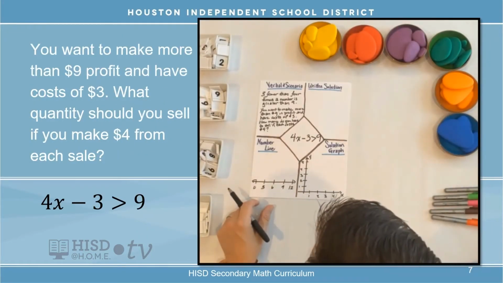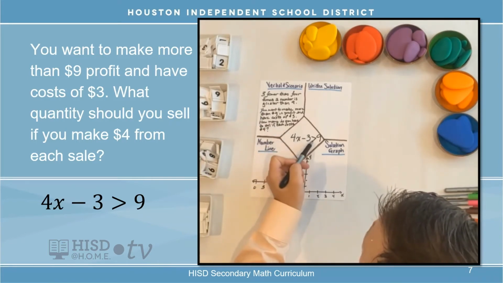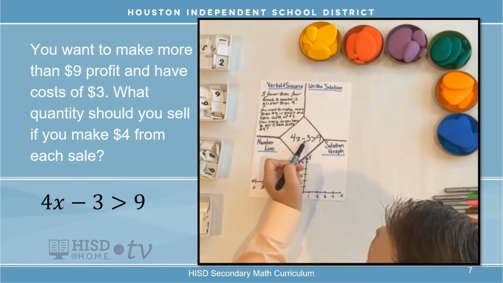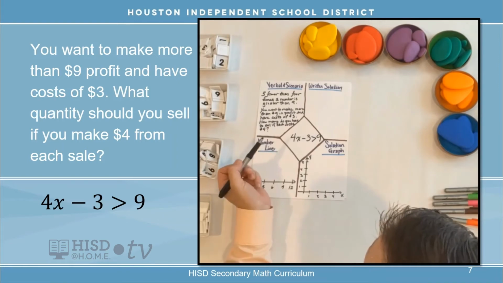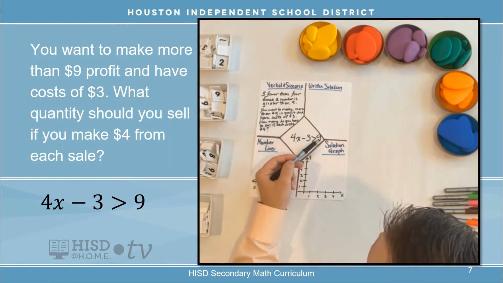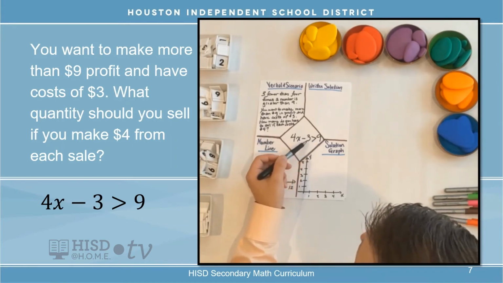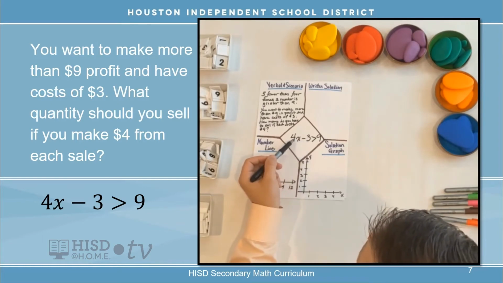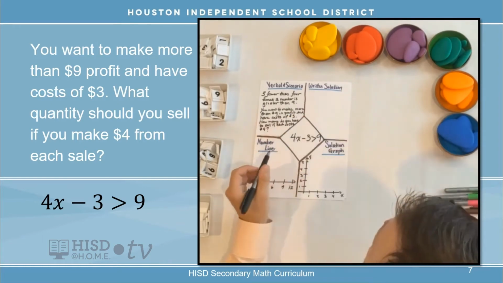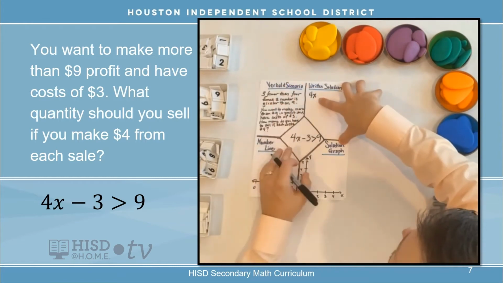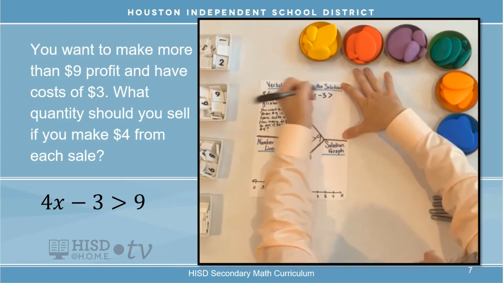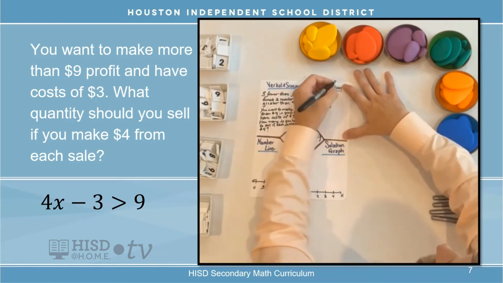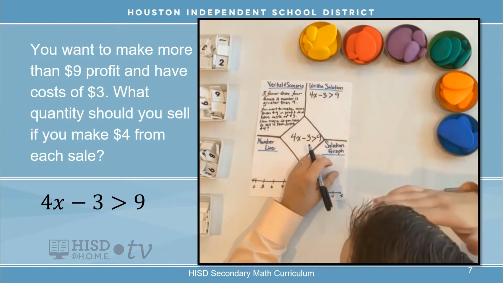Now for example 2, let's compare an inequality to the equation we just solved. So this inequality is saying we want to make a business profit of greater than $9, but we have costs of $3 and what we're selling costs $4. How many do we need to sell to make more than, or greater than, 9?